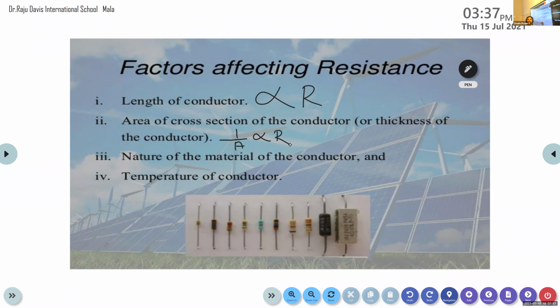We cannot say whether it increases or decreases. We can say that depending upon the material, the value of the resistance increases or decreases. So the nature of the material is one factor affecting the value of resistance. Whenever the material is different, we get a different value for the resistance. And the last one is temperature.